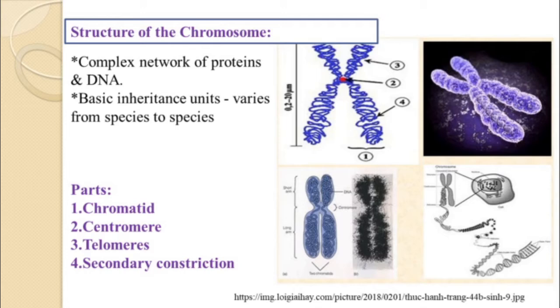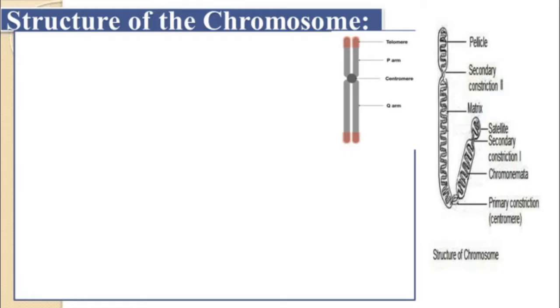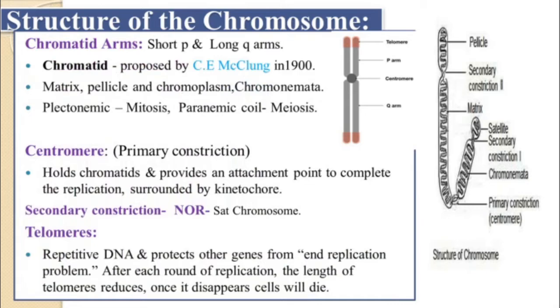Now we will discuss chromosomes in more detail. You can see the diagram here. A chromosome has two chromatid arms. One is short, known as the P arm, and the other is long, known as the Q arm. The term chromatid was proposed by McClung in 1900. Generally, a chromosome has a matrix and pellicle, which are non-genetic in constitution. The matrix is also known as chromoplasm, and it shows a number of fibril-like structures called chromonemata.